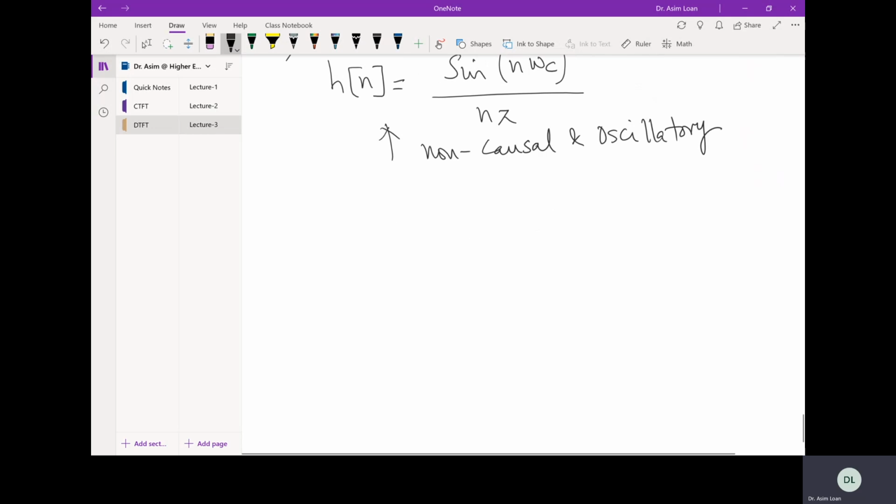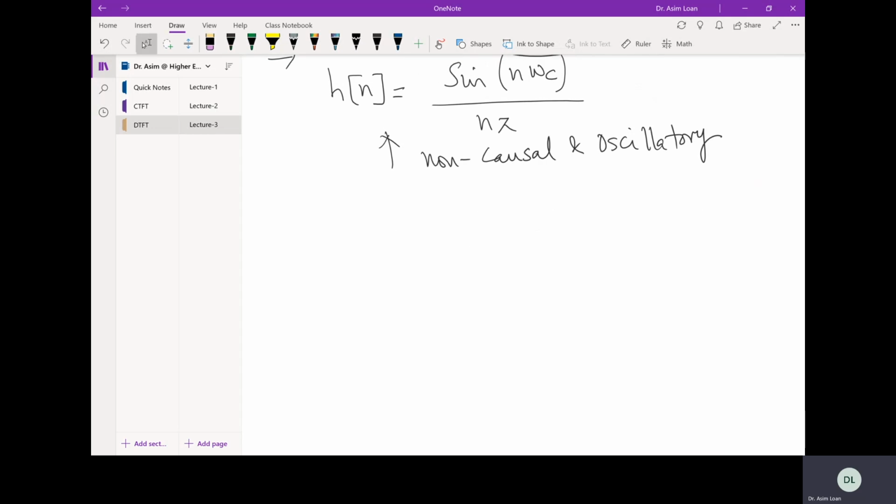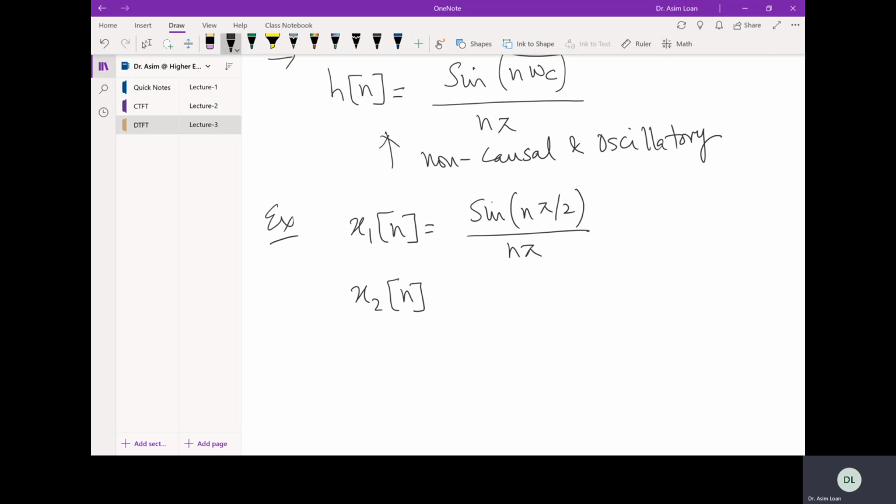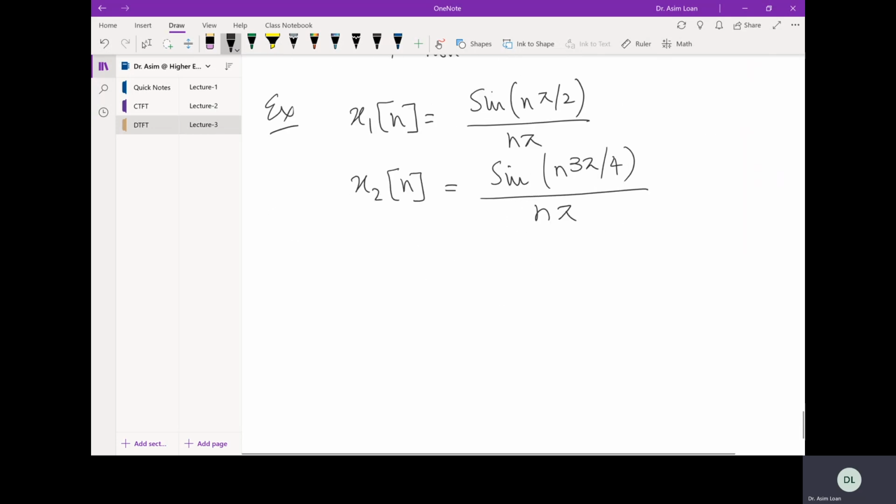Okay. So we are going to use this result. That's why I proved this one. So let's say we have x1 of n is sine n pi by 2 over n pi, and x2 of n is equal to sine n 3 pi by 4 over n. And we want to take the Fourier transform.